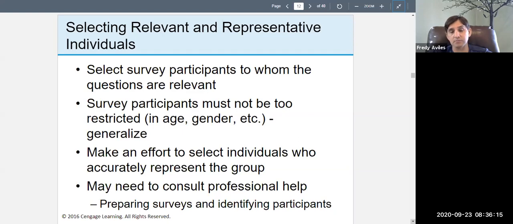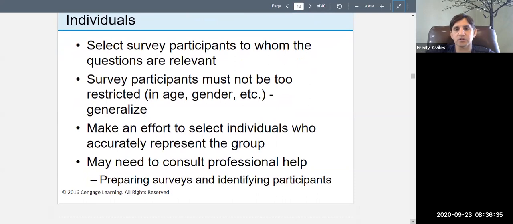the group of people you're interested in, whether it's alcoholics or women who have undergone menopause or pot smokers, people who smoke weed, whatever you want to call it. Just try to select those individuals. You may need to consult professional help to help you prepare your survey and identify participants.